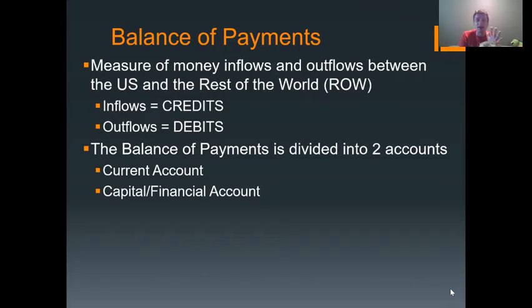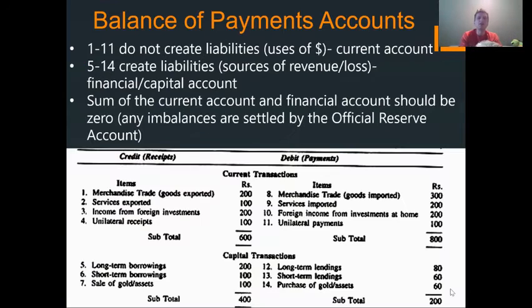The balance of payments is divided into two different accounts: the current account and the capital/financial account. Sometimes you'll see the capital financial account under a few different names, and we'll discuss that when we get to it. As an introduction, if you look at this example balance of payment account, you see all the credits on the left side, all the debits on the right hand side, and you'll notice that it is split up between the current and capital accounts. The current is on the top grouping, the capital is on the bottom.